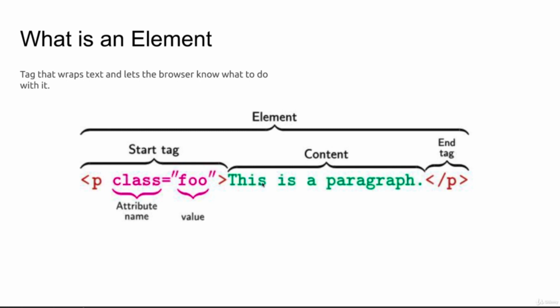So in this case, we've got the words, this is a paragraph, and that's indicated under content, and this is green. And it's wrapped with the element tags. So we've got a starting tag, which is the paragraph. So this is indicated by a P.